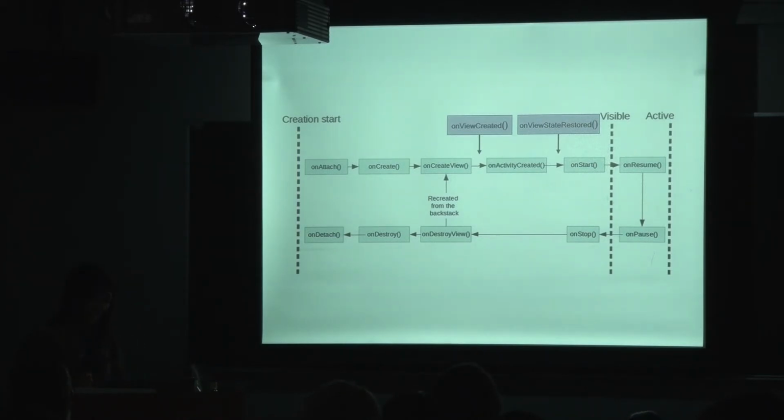OnViewCreated is called right after onCreateView, but before any saved state has been put back. So if your fragment was recreated from saved state, then it won't be put back in here yet when you've received this callback.